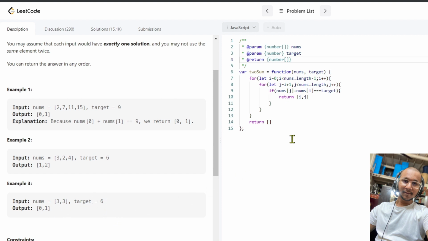And the time complexity for this solution will be O of n squared, and the space complexity is O of 1 because we are using only one variable.